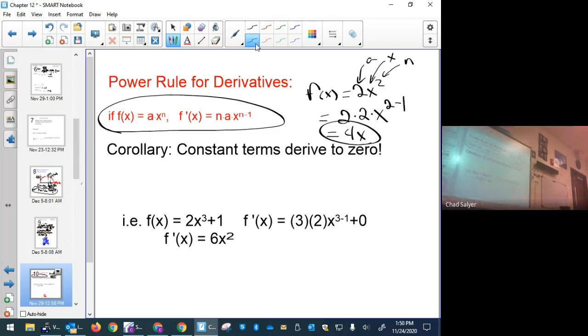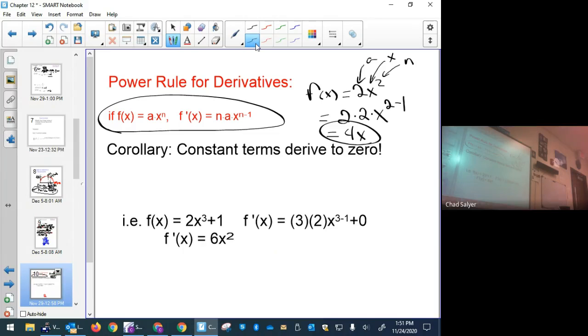And I'll do a couple. I've got another example up there. But, oh, and also, constant terms derive to 0. So if I have like 1 here, that just derives to 0. And it makes sense if you think about it, because think about how the graph of a constant looks. See how it's just a horizontal line? Well, what is its slope? What's the slope of a horizontal line? 0. So it derives to 0.